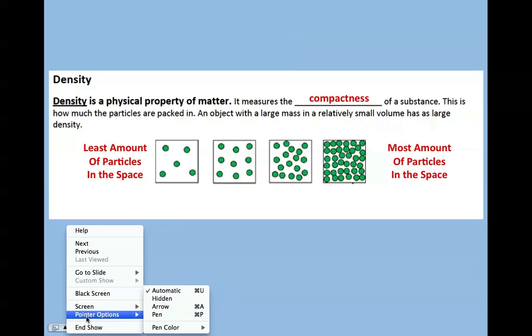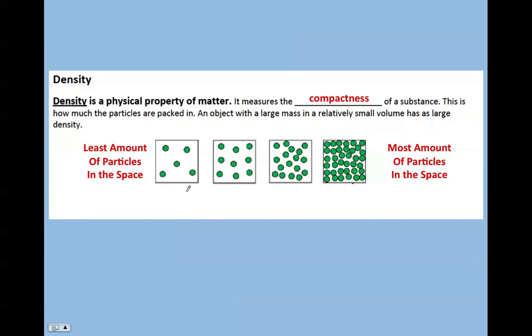So this is going to be a little bit rough when I go to draw this in, but as you go from left to right, we're going to be increasing the density. So you can just fill that in as best as you can.